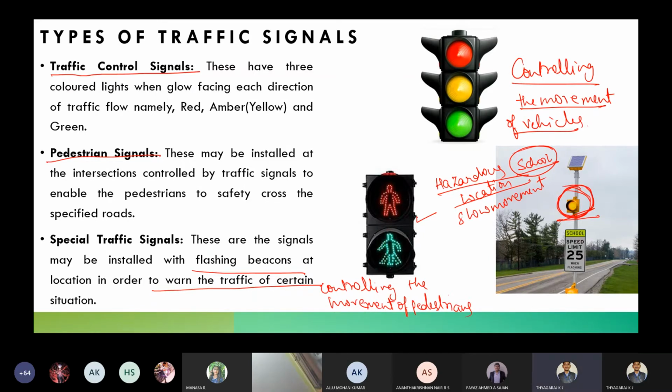Is it clear? Yes, sir. Okay, kindly respond. Ananta Krishna. Yes, sir. Understood, sir.